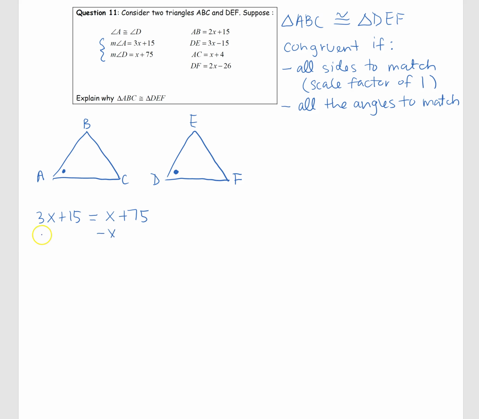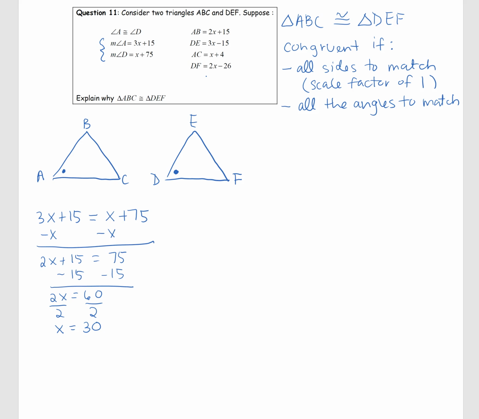I'm going to subtract x from both sides. This gives me 2x plus 15 equals 75. Subtracting 15 on both sides of my equation gives me 2x is equal to 60. And dividing by 2 on both sides gives me x is equal to 30. So this value for x holds true with all the other information we've been given.